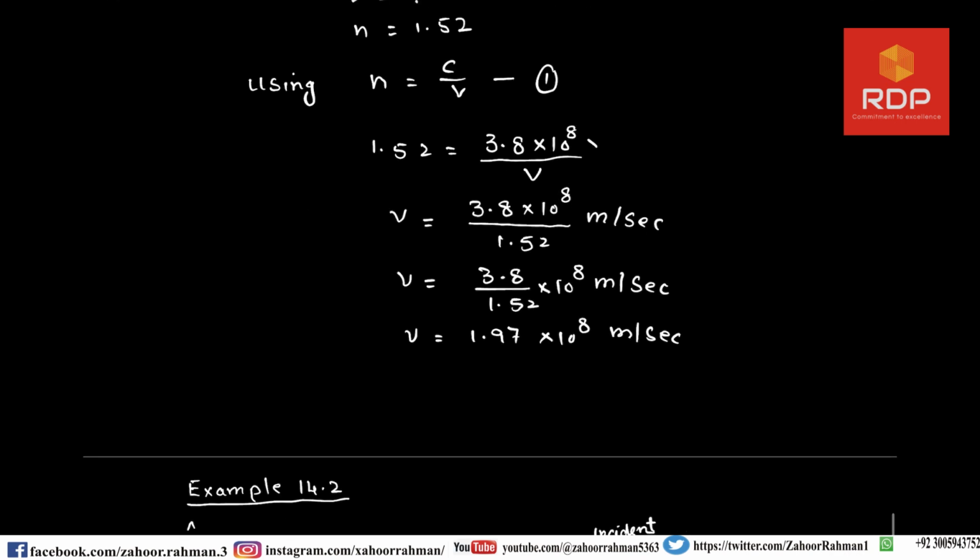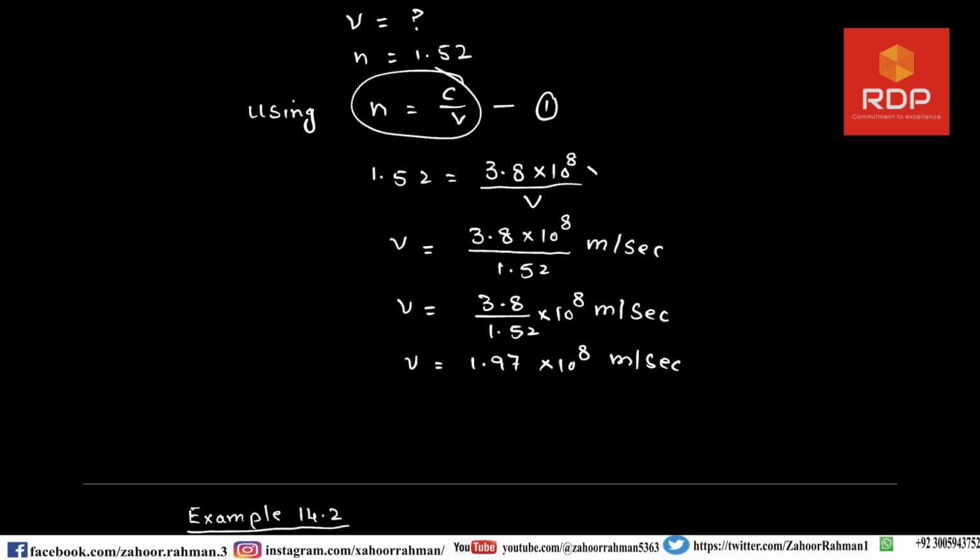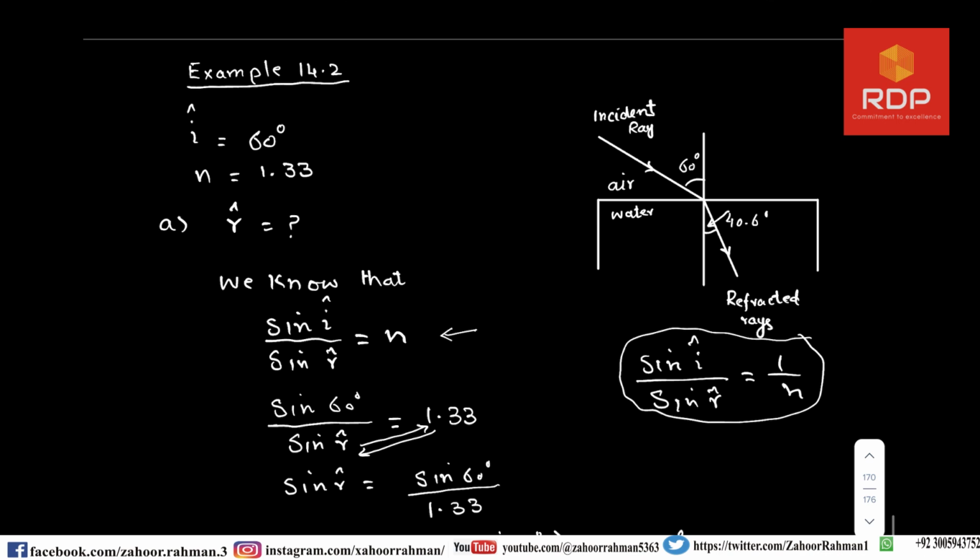Okay, there are two formulae. One is this one and one is this one. So when the speed of light in vacuum and the speed of light in a particular medium are given, then you have to use the first one. And if the incident and refracted angles along with the refractive index are given, then you have to use this formula.